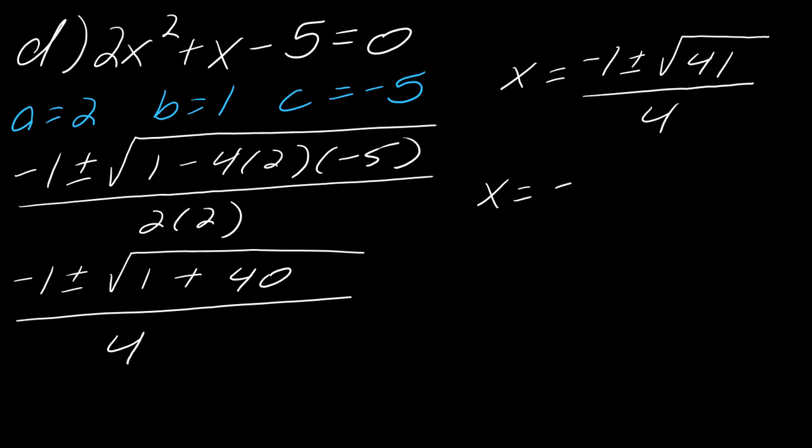And so I can either leave that as is, or I can break this into two separate fractions. But the square root of 41 cannot be broken down any farther, so that's really as far as I can take that one. Okay.